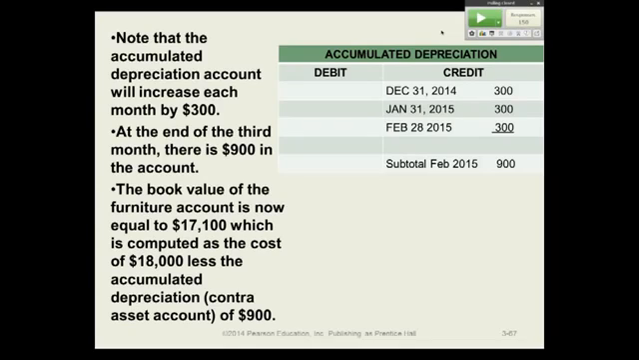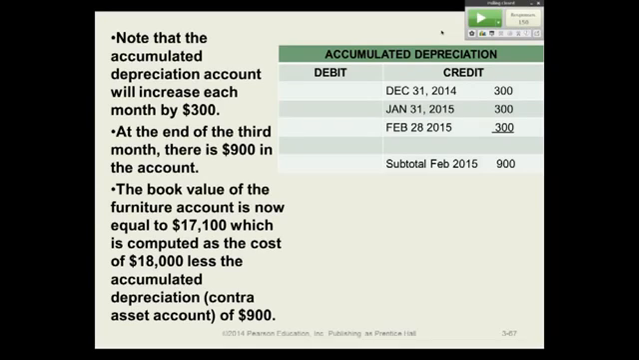accumulated depreciation. Now, here's a question for you. If I'm preparing a balance sheet right now and I've got plant assets with accumulated depreciation as a credit balance, does it go on the asset side or the liability and equity side of the balance sheet?